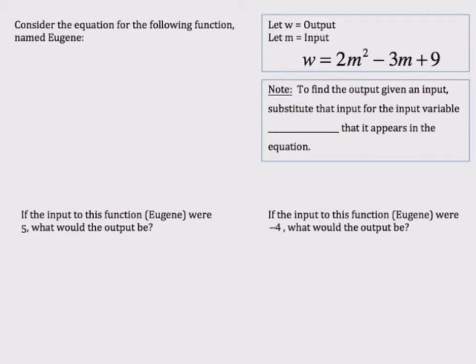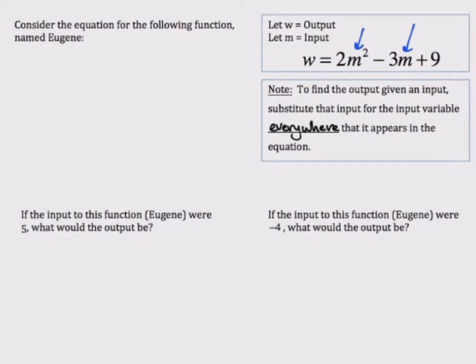So once again, we're going to ask, if the input to this function were 5, what would the output be? Now, one little note is, to find the output given an input, we're going to have to substitute that input for the input variable, in this case m, everywhere that it appears in the equation. So we're going to have to substitute a 5 in for m here and here.